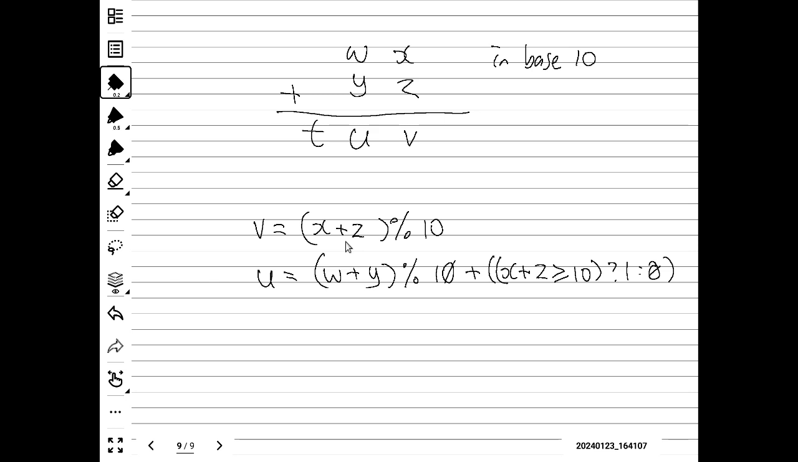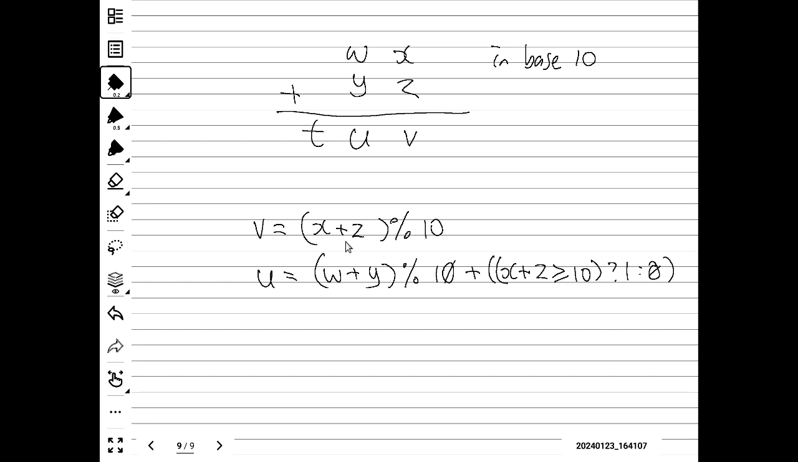Well, if you don't know what this is representing, it's not going to make any sense whatsoever. So what is the question mark and the colon? It's kind of like an if statement. It's basically saying if this, then this, else that. So all it's trying to say is give me a 1 if x plus z is at least 10. If not, give me a 0. Doesn't that capture the concept of a carry?